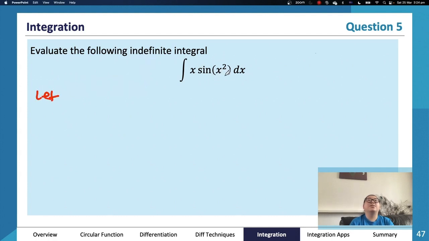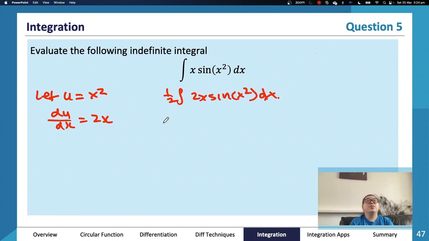Alright, this one is a lot more straightforward. We need to recognize which one has the higher power and what's going on. Often the one included in the function is the one we want to let u. So we let u equal x squared, so du dx will just equal 2x. We can manipulate this into 1/2 times 2x sine x squared dx. So we're going to get a half of sine u, and then we also have du dx, because we're replacing the 2x with du dx times dx, and you can see those two cancel out.